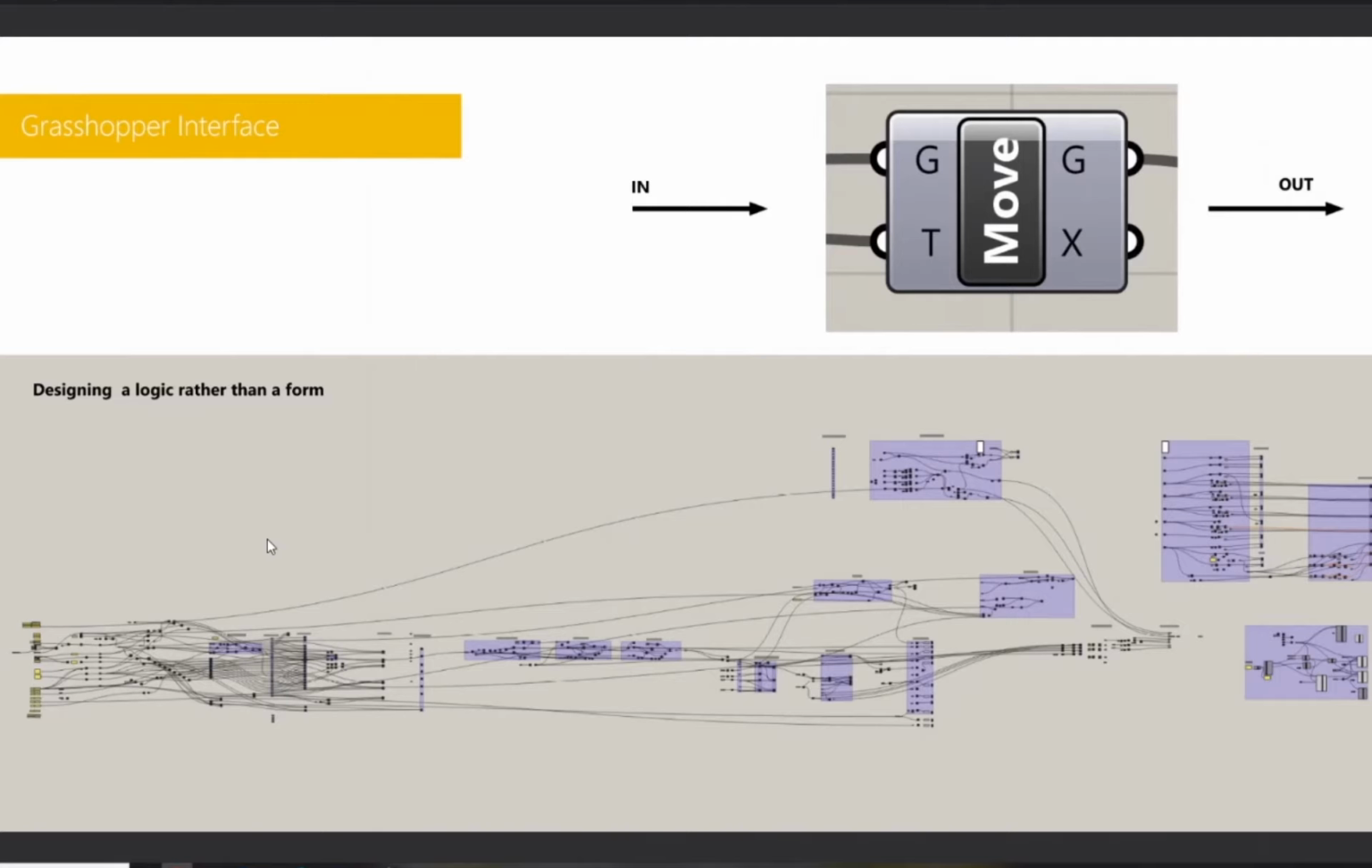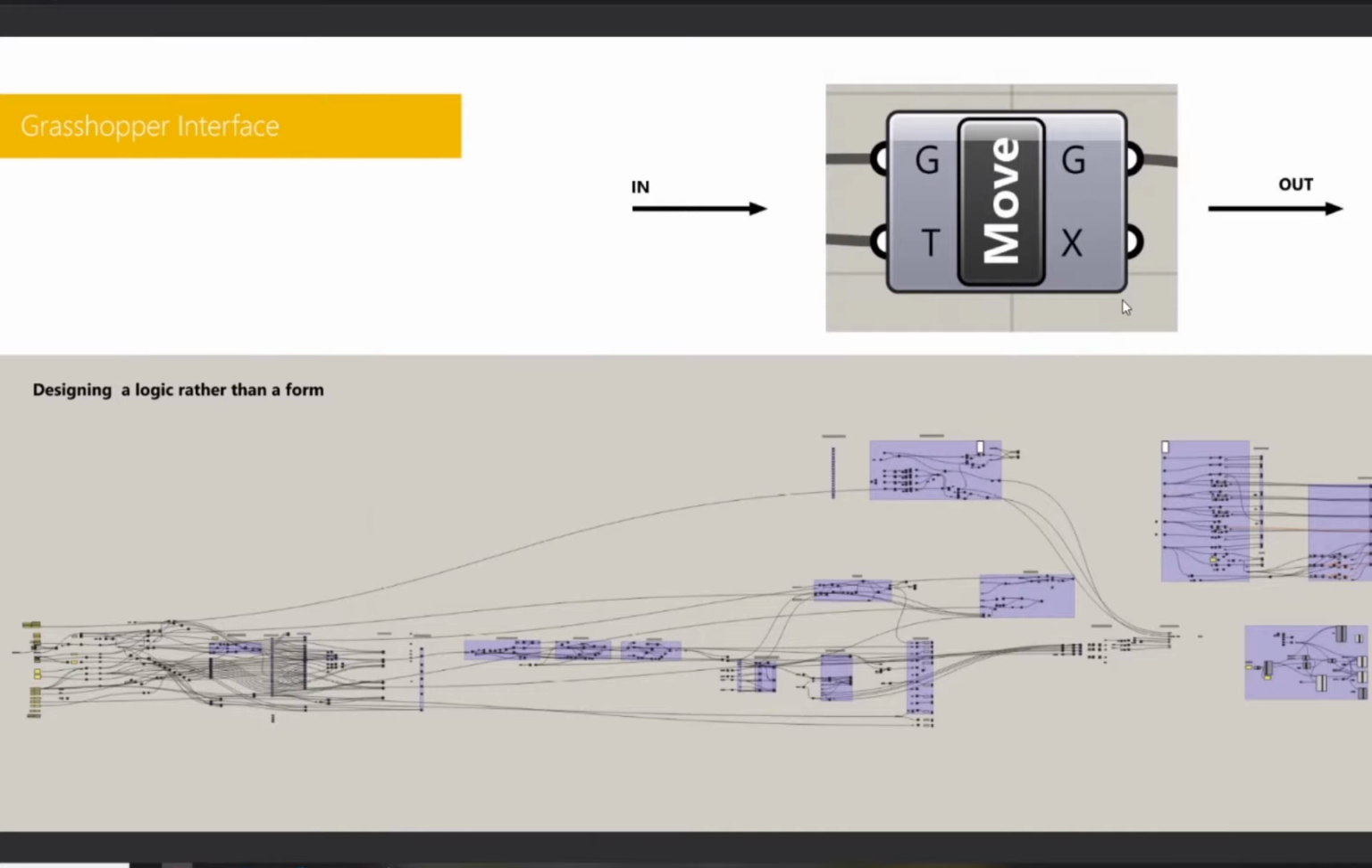Grasshopper is a Rhino plugin that was developed about 11, 12 years ago, I guess, by David Rutten. Since then, this kind of interface of components having an input and an output was adopted by Revit and Dynamo and 3D Max. A lot of software has adopted this kind of graphic interface of coding, which is very intuitive and actually is a design process in itself.